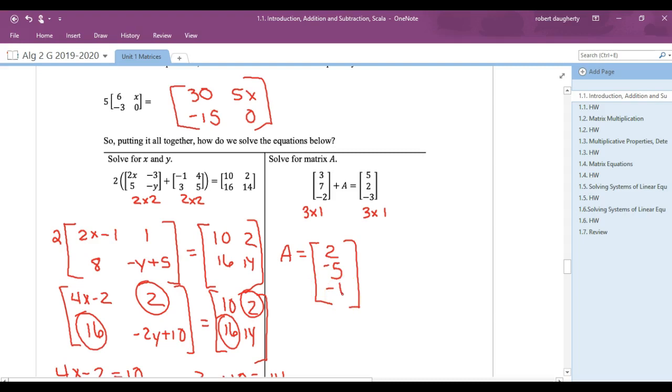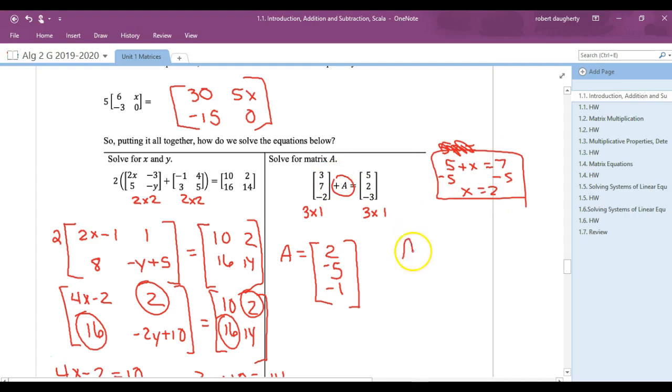The other way to do this is algebraically. If you had something like 5 plus x equals 7, you would just subtract 5 from both sides. You get x equals 2. You isolate that variable. Same thing you can do with this equation here.